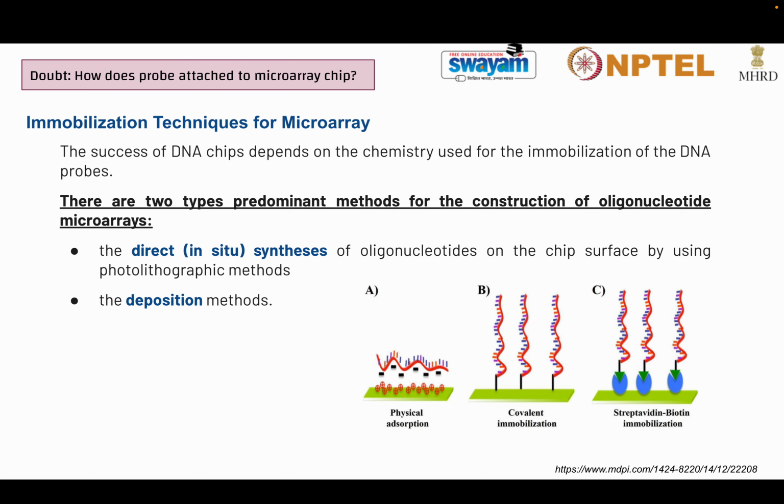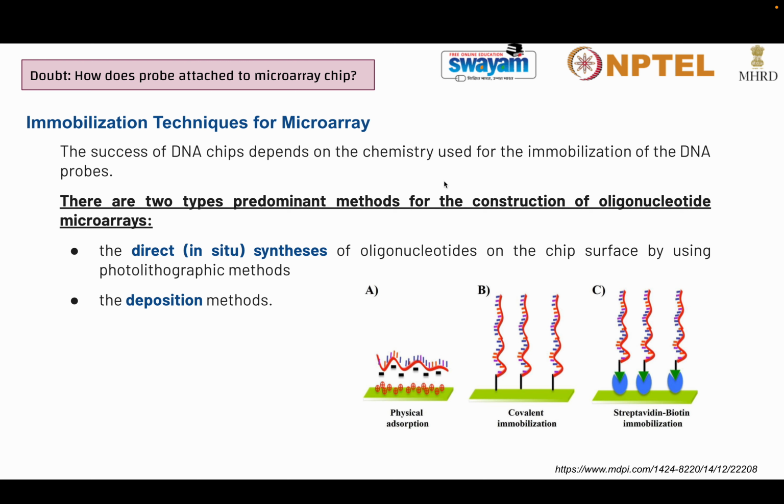So in the previous session, there were doubts related to the probes, how they are attached to the microarray. As we have discussed a lot about microarrays, how they are helpful in identification of certain genes or certain fragments to check the expression of certain genes present in the sample. But the main question was how the probes are designed and how they are attached to the surface of the microarray. The technique of attachment of these probes to the surface of the microarray is referred to as immobilization, and these techniques are known as immobilization techniques for the microarray.